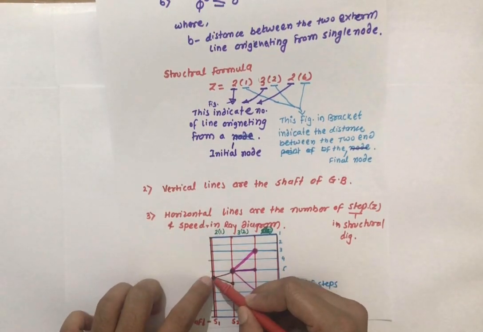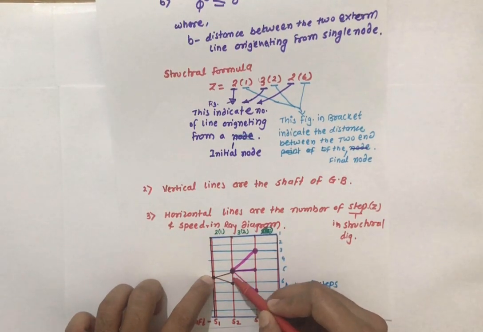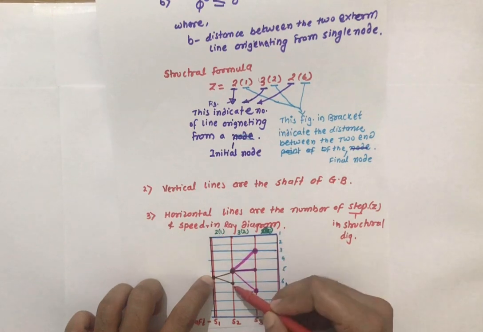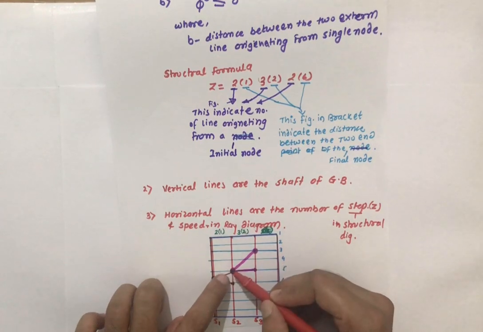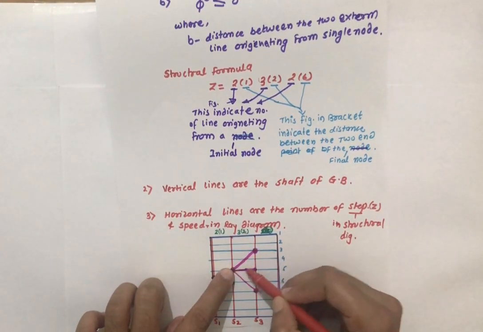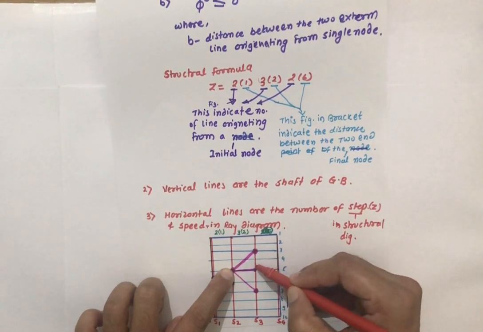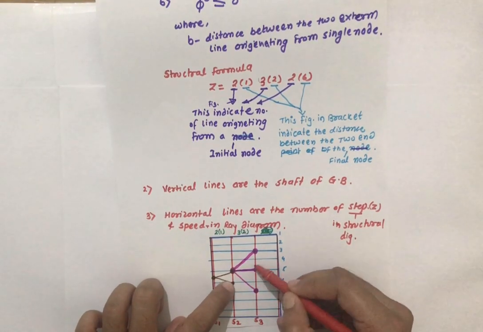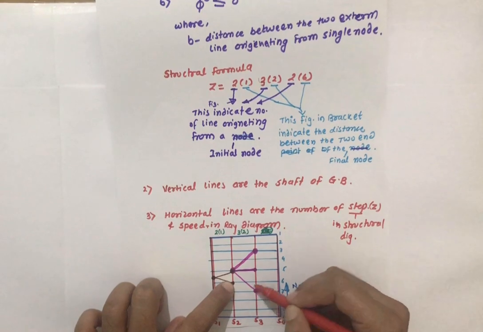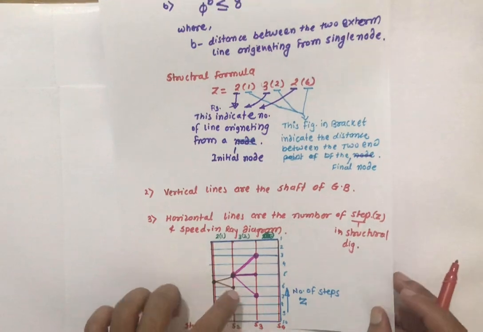From a single point, two lines are originating which are separated by 2. This bracket figure indicates the distance separating the two nodes. Similarly here, from this node 3 lines are originating, 1, 2, 3, but these 3 lines are separated by distance 2. So these are the two distances, separated by 2. Similarly from here, 3 lines, 1, 2, 3, which are separated by distance again 2. This is the structural diagram. We'll see the details while solving the problem.